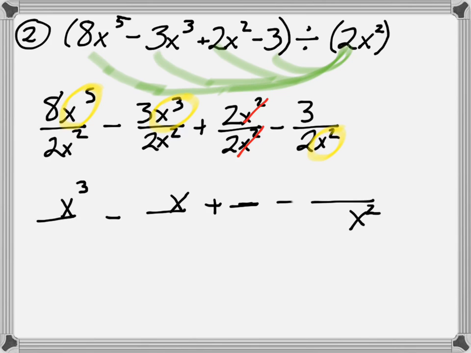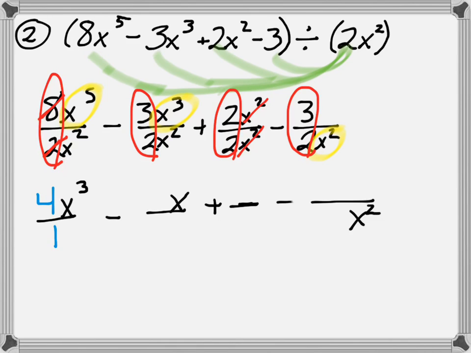Now we're going to look at our numbers. So I can cancel these. 2 divides into both, leaving us 4 over 1. 3 over 2, just 3 over 2. On the 2 over 2, 1. 1 over 1. 3 over 2. 3 over 2.